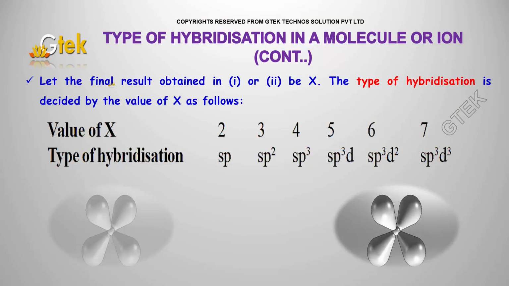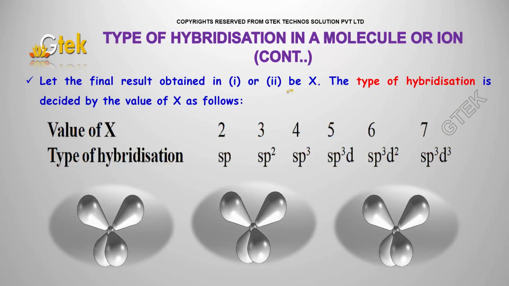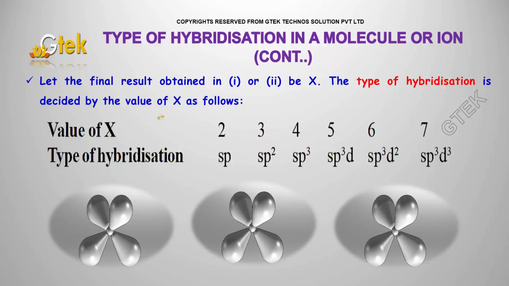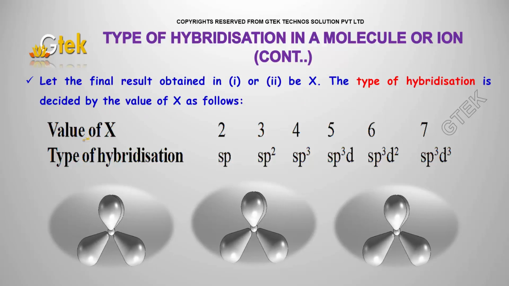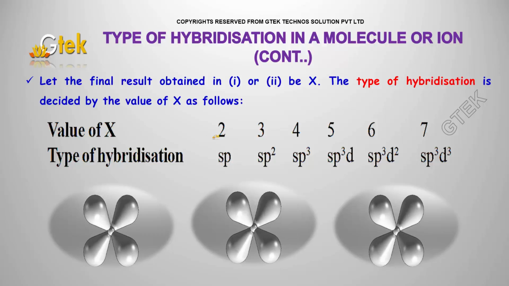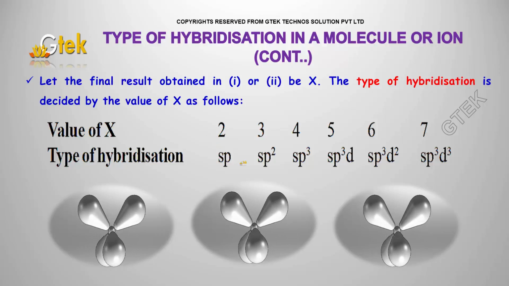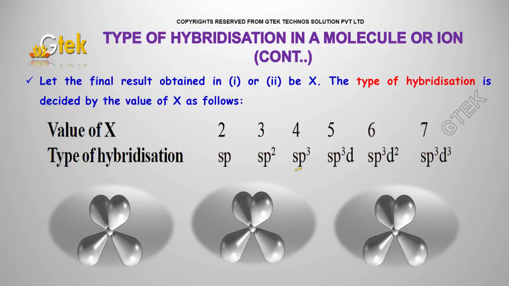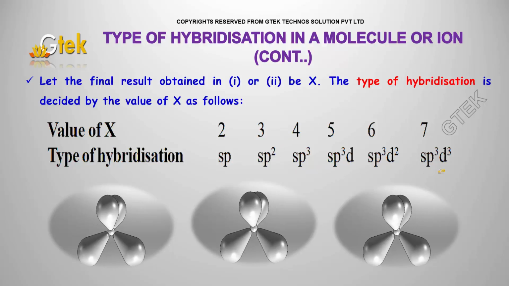Let the final result obtained in 1 or 2 be X. The type of hybridization is decided by the value of X. The value of X is 2: it's sp hybridization; 3 is sp2, 4 sp3, 5 sp3d, 6 sp3d2, 7 sp3d3, and this is the type of hybridization.